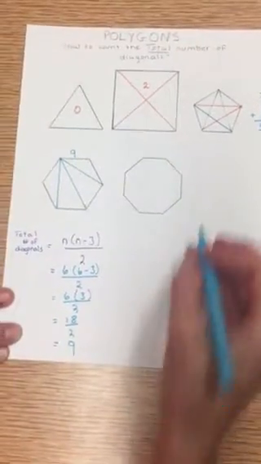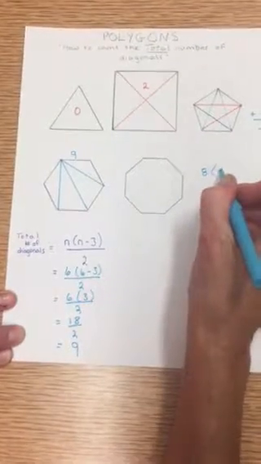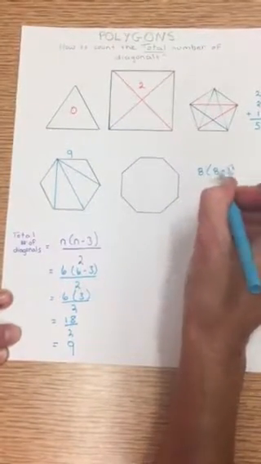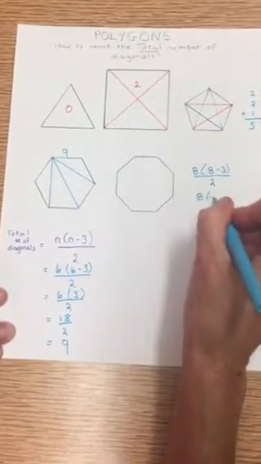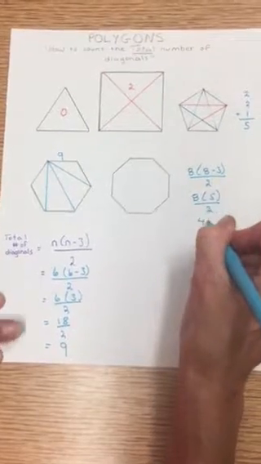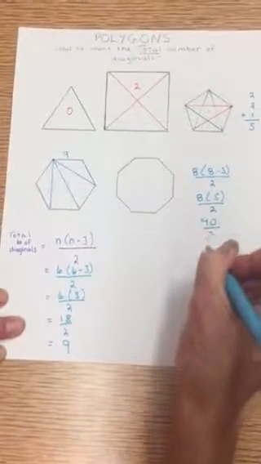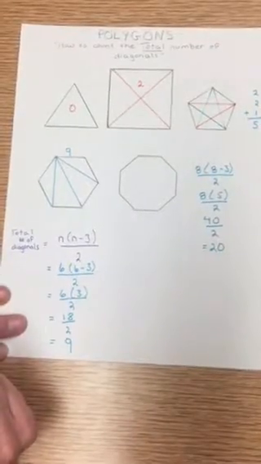Let's look at it again, where n is going to be 8 times 8 minus 3. I'm going to divide that by 2. So it's going to be 8 times 5 in the numerator. My divided by 2 is still there. This gives me 40 divided by 2, and this equals 20 diagonals.